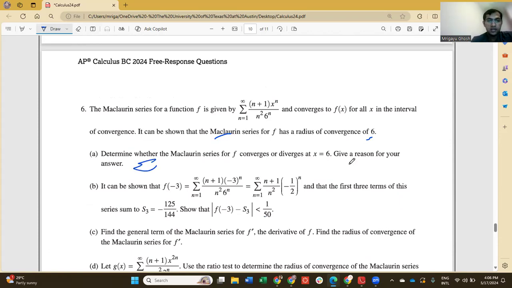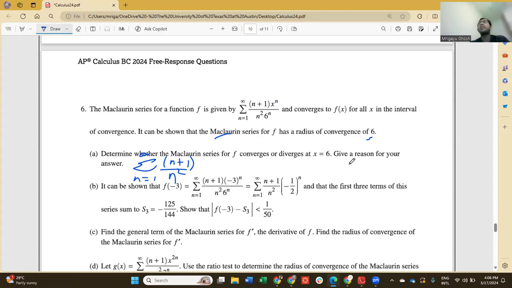If I plug it in, I get the sum of n equals 1 to infinity of n plus 1. I'm not even going to write it out, but if I plug in x equals 6, I'm going to get 6 to the n, and the 6 to the n in the numerator and denominator will cancel. So it'll just be n plus 1 over n squared. I have a feeling this will diverge because it's similar. If you look at the terms, it tends to 1 over n, right? And if it tends to 1 over n, it diverges. Therefore, I would think this diverges.